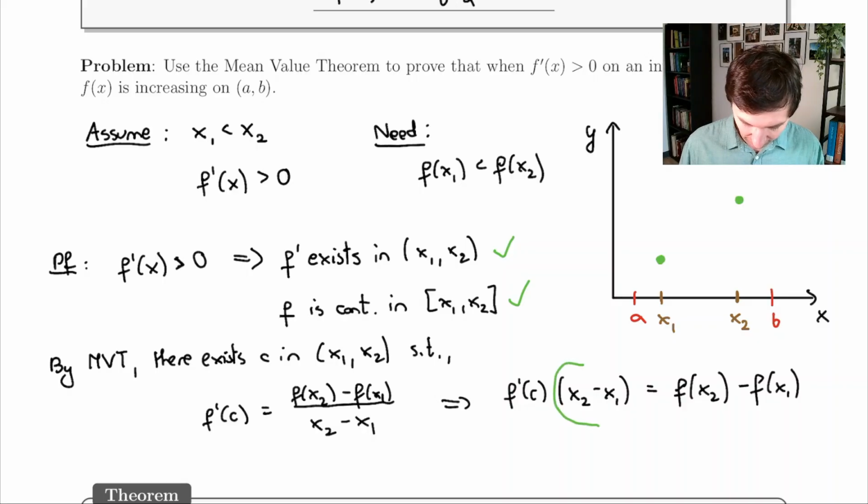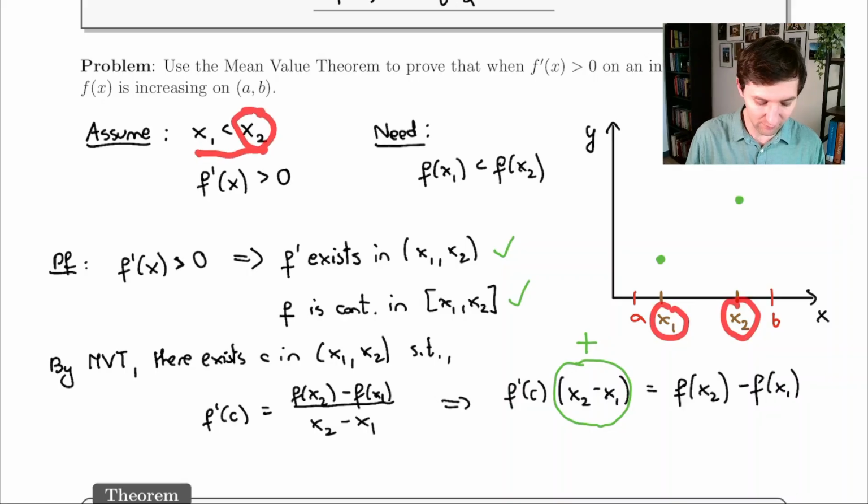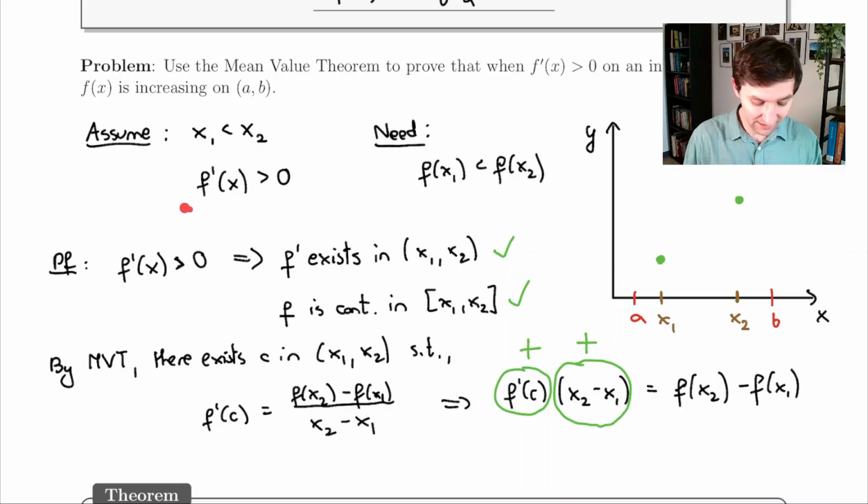The quantity x2 minus x1 is a positive number, and that is because x2 is bigger than x1. We assume that x2 is bigger than x1. So when you do x2 minus x1, you get a positive number. What's more, f prime of C is also a positive number, and that is because we said that the derivative is always positive, which means no matter what you plug in between a and b, you always get a positive number. So when you plug in C, which is somewhere between x1 and x2, you will get a positive number.